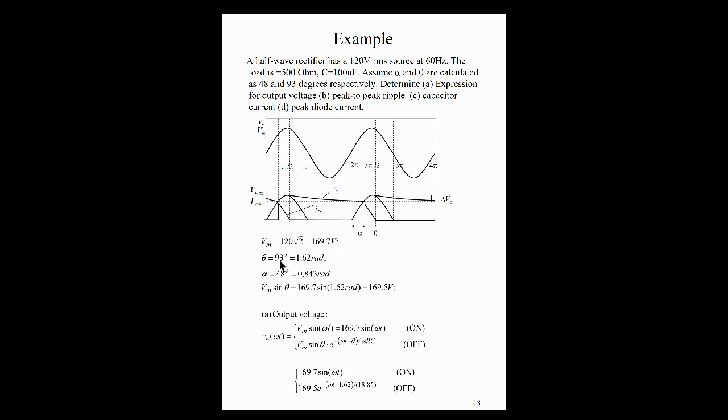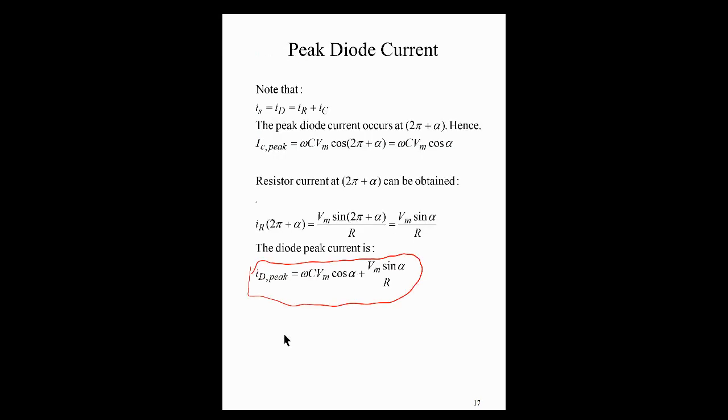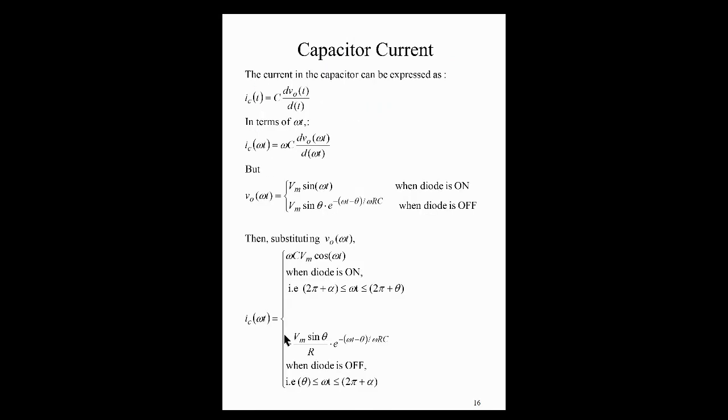So for alpha, convert to radians. So theta 93, alpha 48, these are given to you. We convert them to radians. We need to calculate this part, Vm sine omega t, because that is going to be in the expression, and we substitute the values. So in writing the expression, this is actually the formula that we are using.